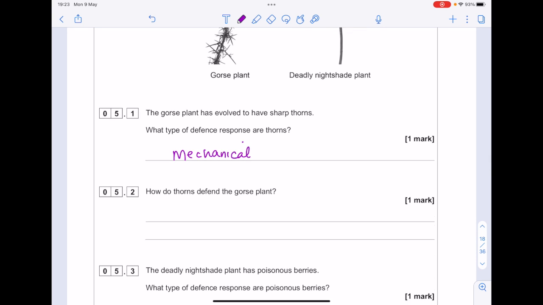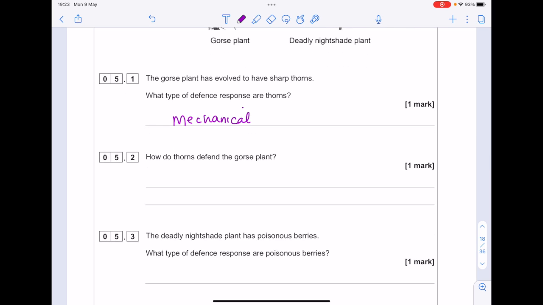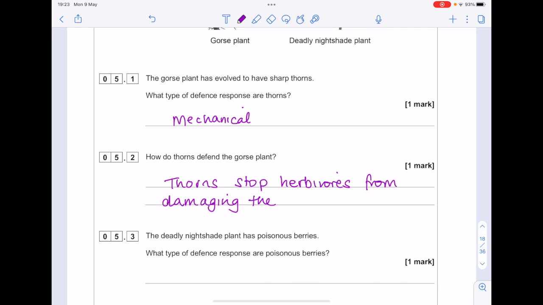How do thorns defend the gorse plant? Well, they're sharp, aren't they? So that's going to stop animals or herbivores from eating the gorse plant, and therefore the gorse plant remains whole and undamaged. So thorns stop herbivores, so that's animals which eat plants, from damaging the gorse plant.